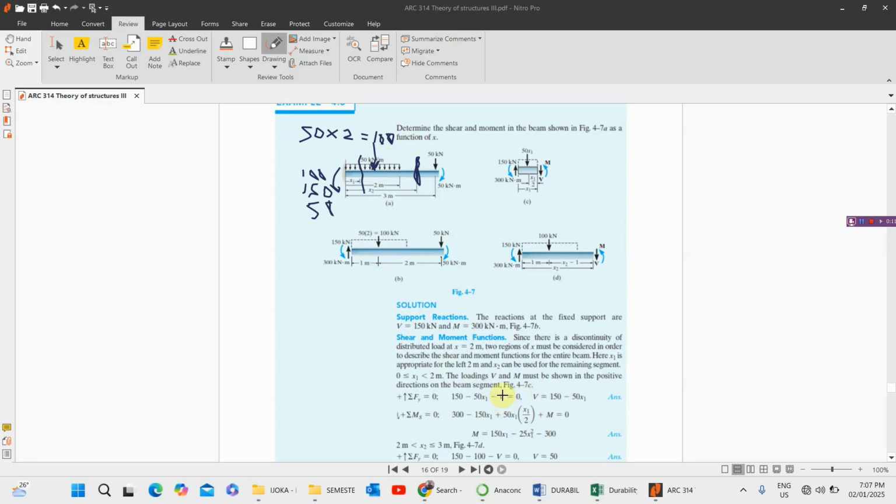So when we take the V to the other side of the formula, it will not be left. We will be left with 150 minus 50 x1, which is what we have here. That's the shear force expression. However, the moment is different. The moment is force times perpendicular distance.